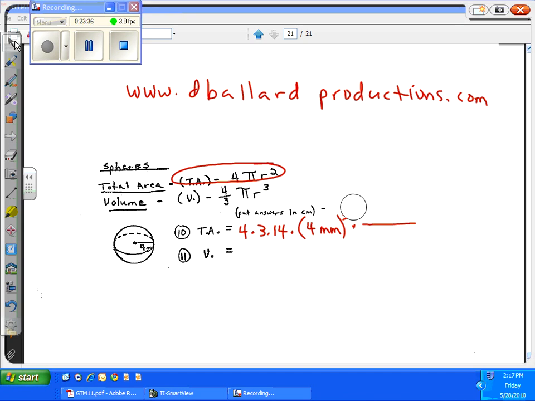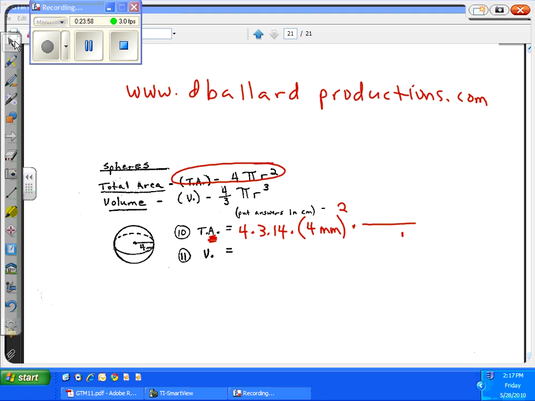Let's see, I messed up on the very last one. Anyway, the formula, once again, for total area of a sphere is 4 times pi times the radius squared. See, I knew I messed up because area is 2 dimensions.